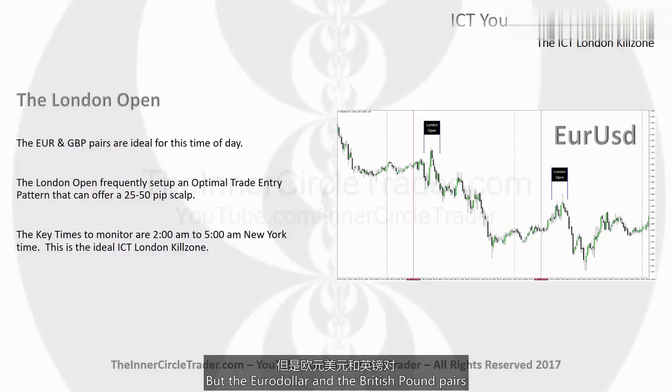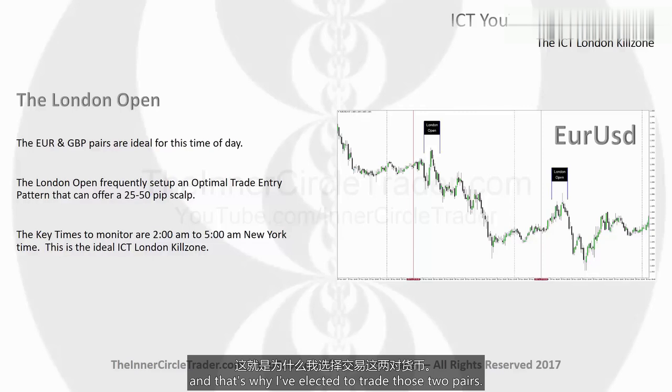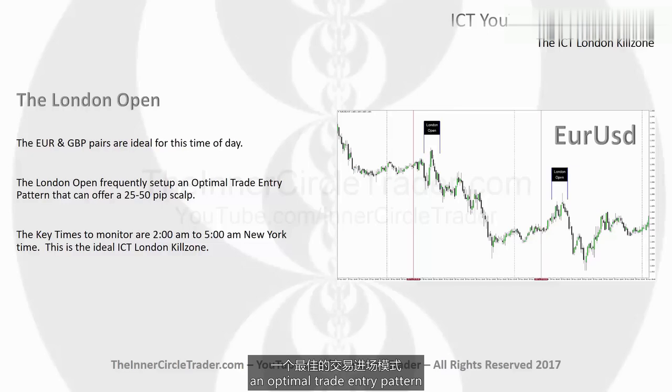But the euro dollar and the British pound pairs are ideal for this time of day, and that's why I've elected to trade those two pairs. The London Open frequently sets up an optimal trade entry pattern that can offer 25 to 50 pips for a scalp. The key times to monitor are 2 a.m. to 5 a.m. New York time.